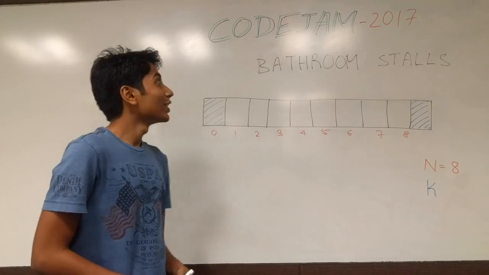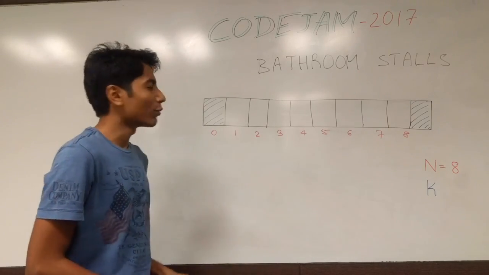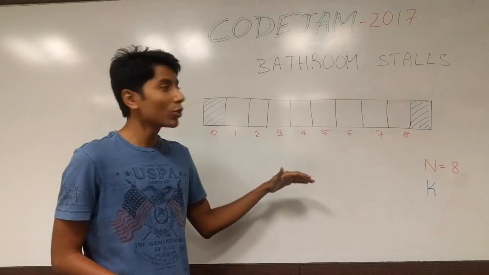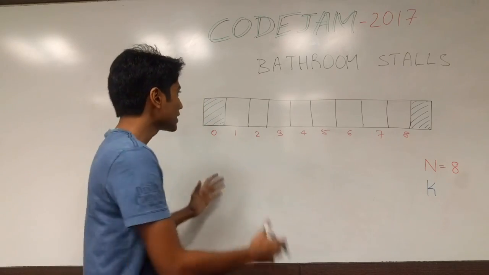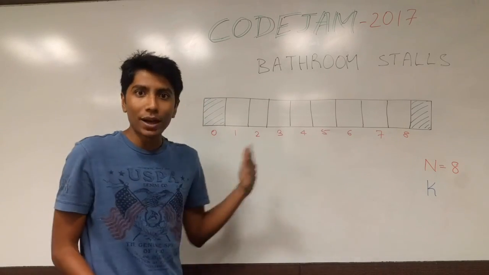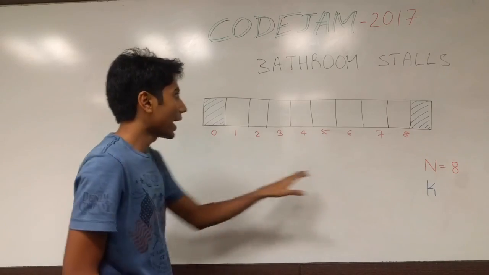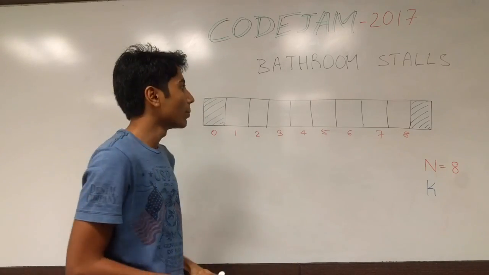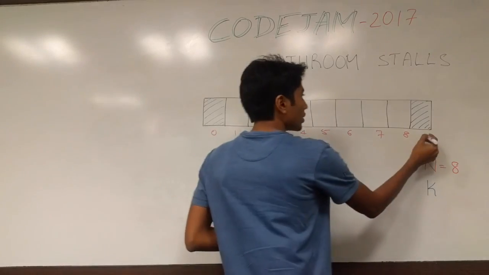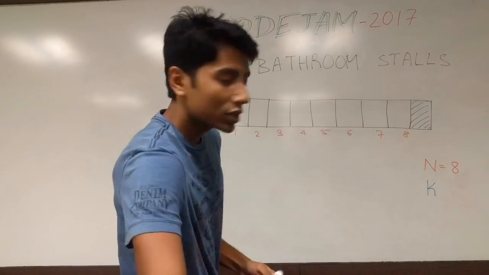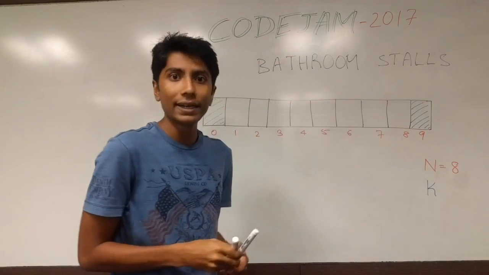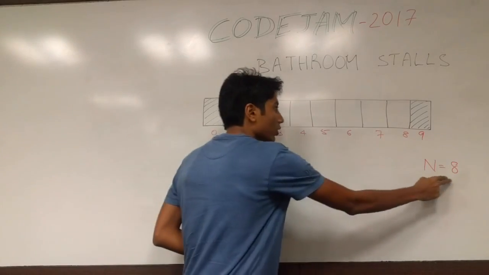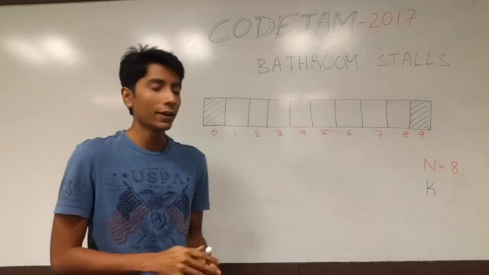Hi everyone, the CodeJam contest is on right now, and one of the questions in the qualification round was bathroom stalls. That was the third question. In it you have an array of bathroom stalls, and the first and the last index are already occupied by a guard. That is, the 0th and the n plus 1th index are occupied. So if you have n equal to 8, 0 and 9 are already occupied.